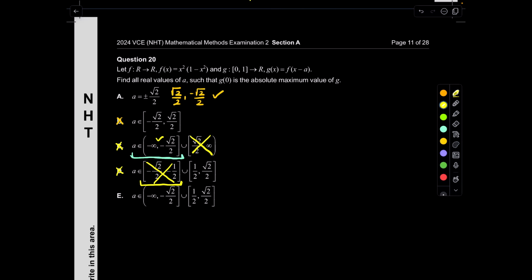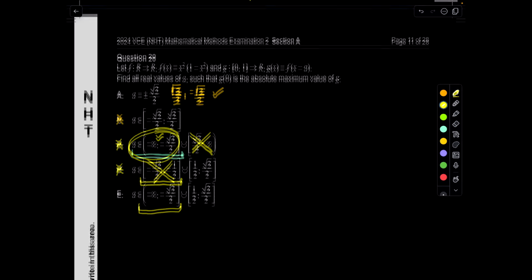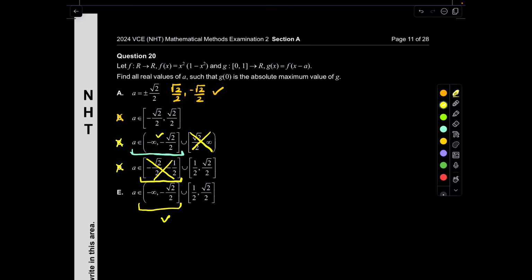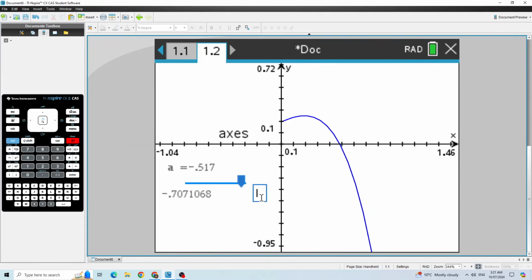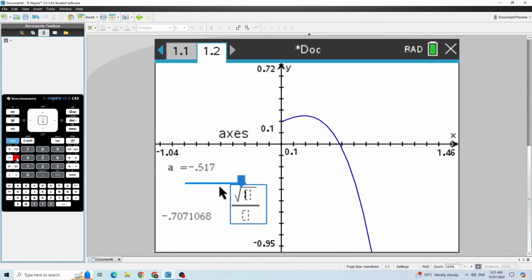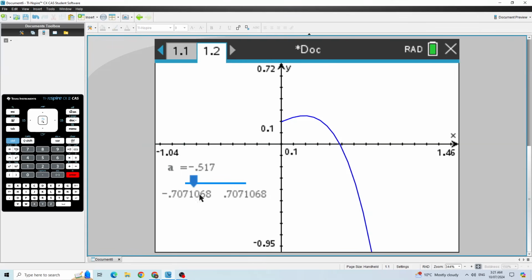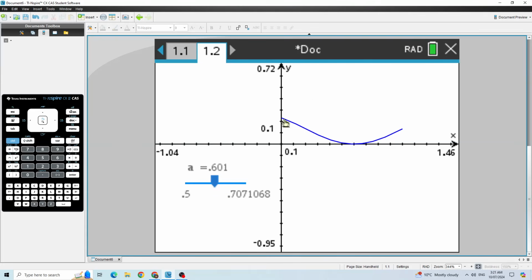Now what about E? For E, this part we know is correct. It's the same as this part here, negative infinity to negative root 2. So that's correct. We're just going to check this part here, which is half to root 2 on 2. So let's do that. Root 2 on 2 to half. All right, let's try that. Okay, so the maximum value is at 0. If I play around, still good. If I go backwards, still good.